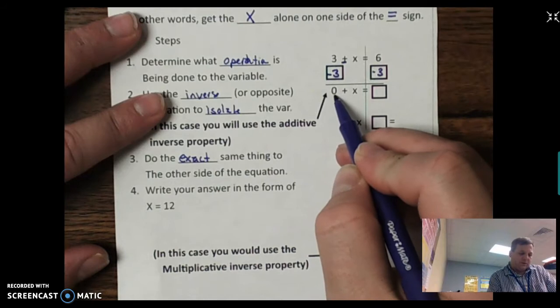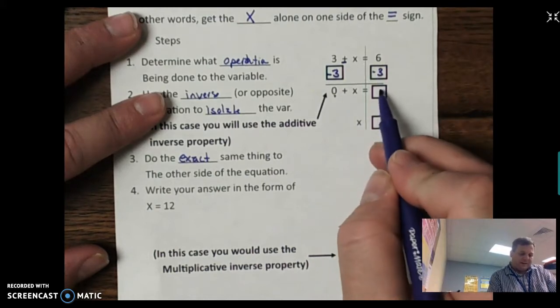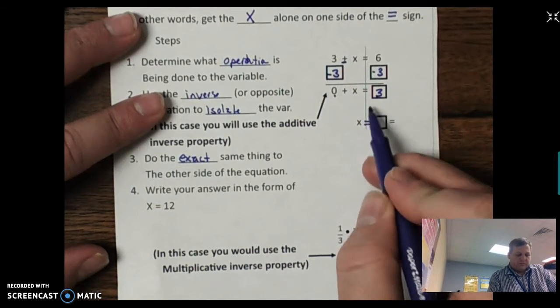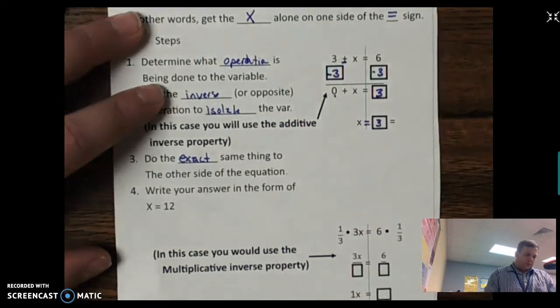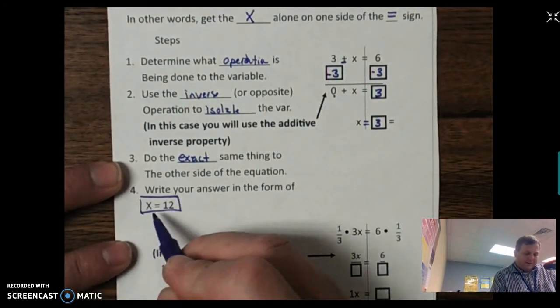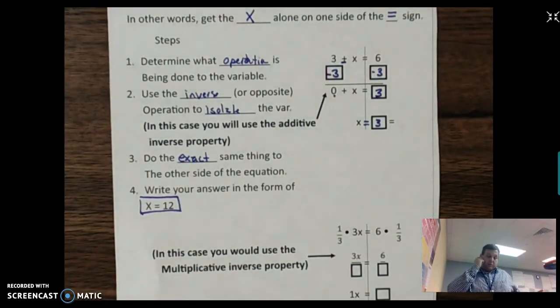3 and negative 3 is 0. 6 and negative 3 is 3. That equal sign should be here. So x equals 3. You always write your answer in the form of x equals, or a equals, or whatever the variable is, equals your solution.